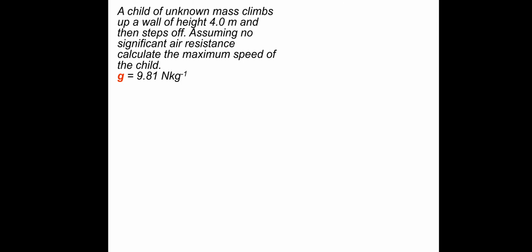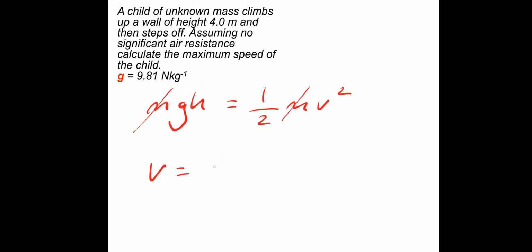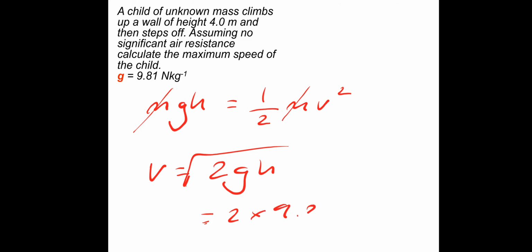So the loss of gravitational energy is equal to the gain in kinetic energy. So we can say the loss of gravitational energy, mgh, is equal to the gain in kinetic energy, half mv squared. So the masses cancel. And we just need to rearrange to find v. So v would be the square root of 2 times g times height. And if we put that in our calculator, we get the square root of 2 times 9.81 times the height of 4 meters. And that gives us 8.9 meters per second.